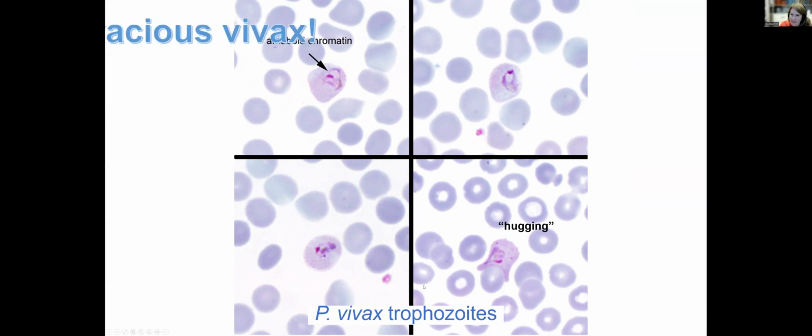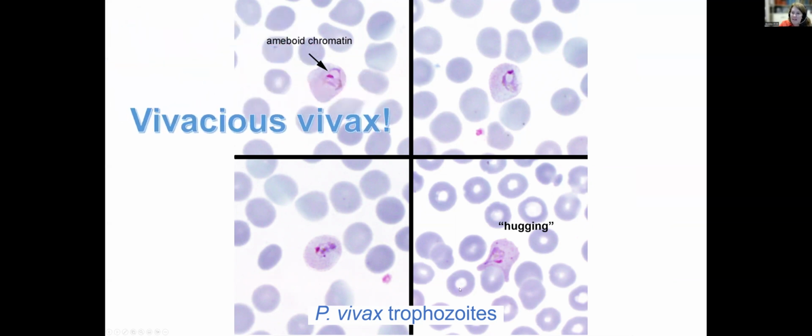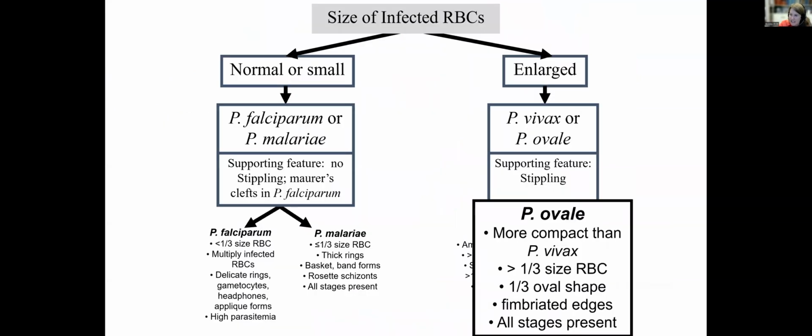And I remember this by thinking that Plasmodium vivax is very vivacious. It likes to go out and hug the red cells around it. And it also likes to go off in all these different directions like a big amoeba. So that's vivacious vivax. Last but not least is Plasmodium ovale.